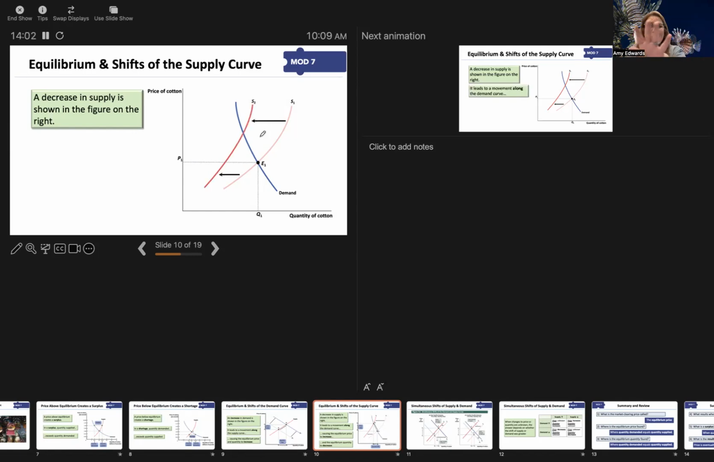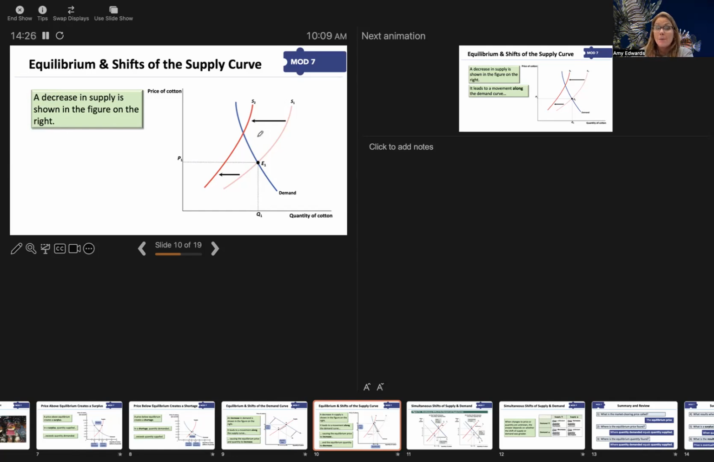Again, do I know exactly how much? No. Do I know how far to shift it? No. You can see here the curve's a little bit different. Still doesn't matter, because we don't have actual numbers. If I had actual numbers, I'd have to be precise. We're doing a generality. We're answering the question, what happens to equilibrium when there's a decrease in supply?